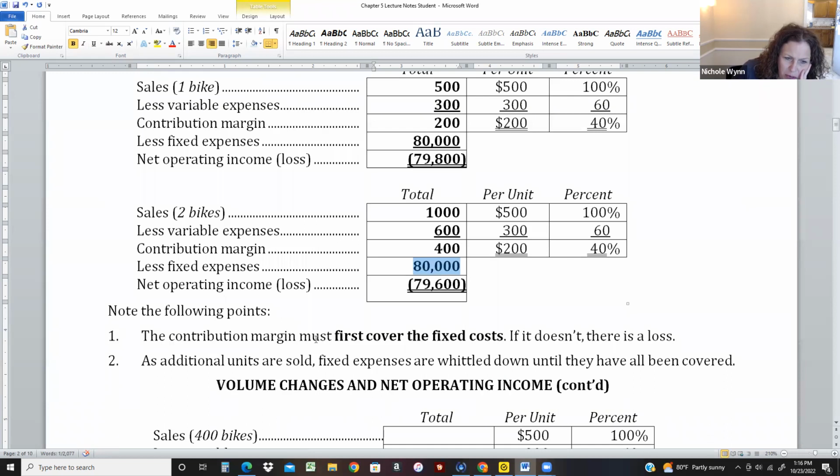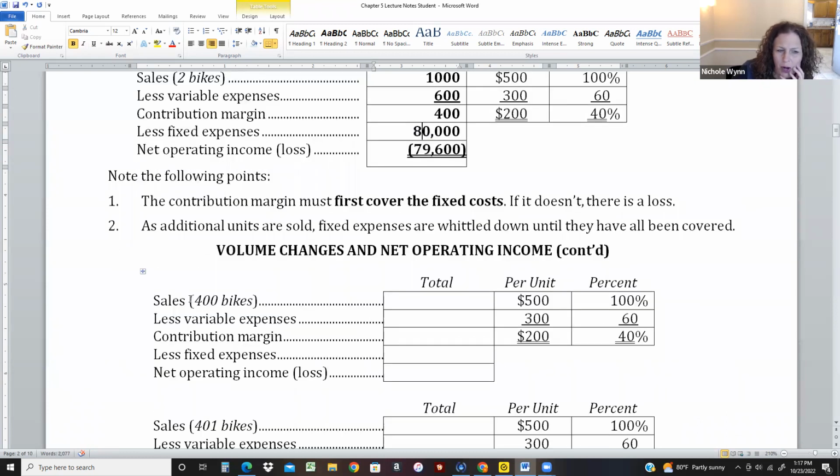And so the contribution margin, we must first cover the fixed cost. If it doesn't, we have a loss. As additional units are sold, what's happening is we're whittling away all those fixed costs until they've all been covered. So the next thing I want you to do is sell 400 bikes. When I'm doing this in class, I make them compute it, and then I wait for them to get done, and then I ask them what they got, right? So you can always pause me and try to compute it.